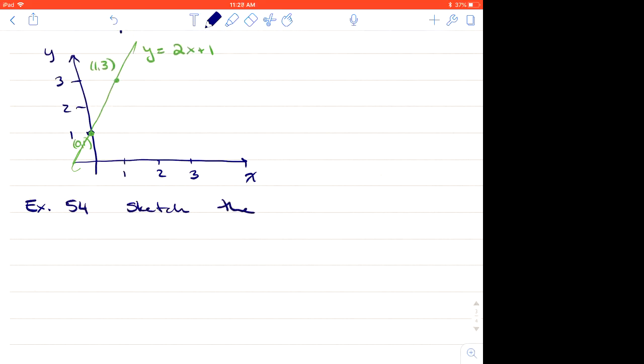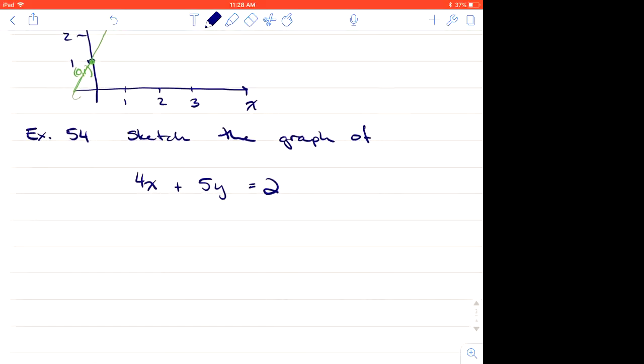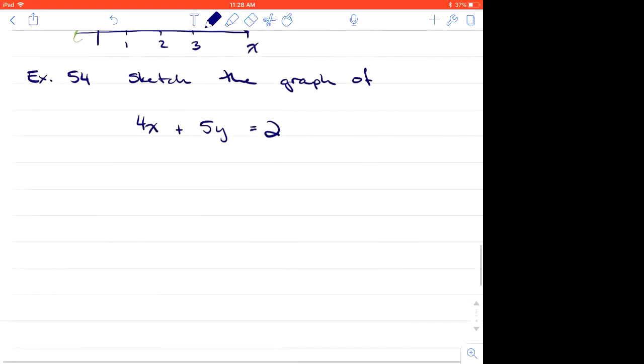Sketch the graph of 4x plus 5y equals 2. Okay. So I'll give you just a minute to kind of get going on that, and then I'll check in to make sure we're all on the same page.